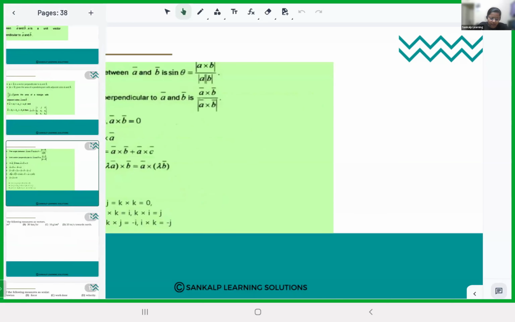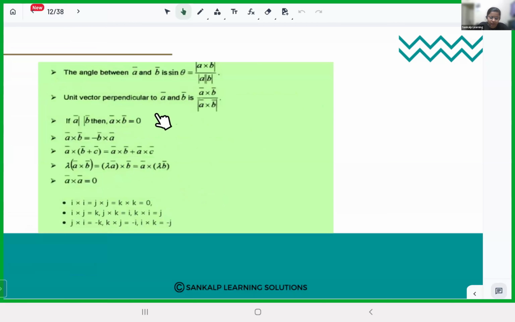And this is the other property: the unit vector perpendicular to A and B is A cross B divided by magnitude of A cross B. And A cross B is equal to minus B cross A. Then A cross (B plus C) is equal to A cross B plus A cross C. Lambda into (A cross B) can be written as lambda A cross B, or A cross lambda B. And A cross A is equal to 0. These are all also important. i cross i, j cross j, and k cross k is 0. These properties are also important in this chapter.